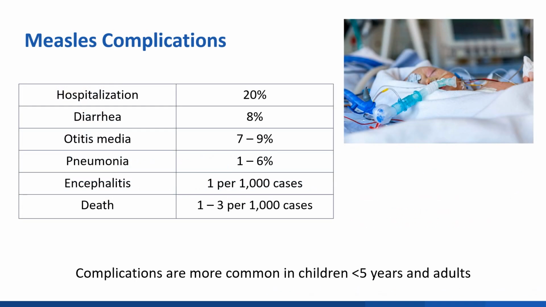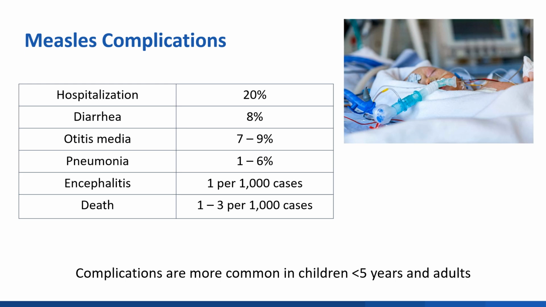The most common measles complications are diarrhea, otitis media, and pneumonia. These occur in less than 10% of cases, but they can cause substantial morbidity, especially measles pneumonia, which can cause severe disease in infants and immunocompromised people. Complications can result in hospitalization, which occurs in about 1 in 5 cases, or 20% of the time. And this is primarily for dehydration and pneumonia.